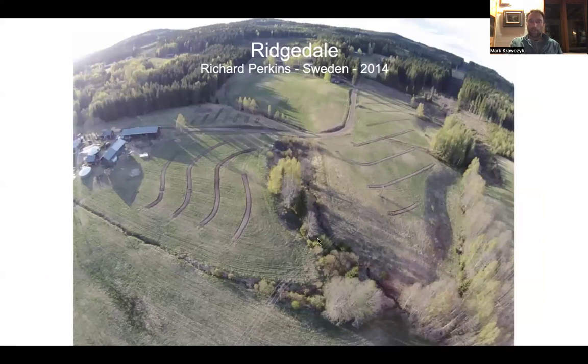Richard Perkins is the name of a regenerative farmer and author that has employed keyline as the foundational pattern for the layout of the agroforestry elements on his farm. Again, here we can make out a primary valley with ridges on either side and that symmetrical row spacing between.